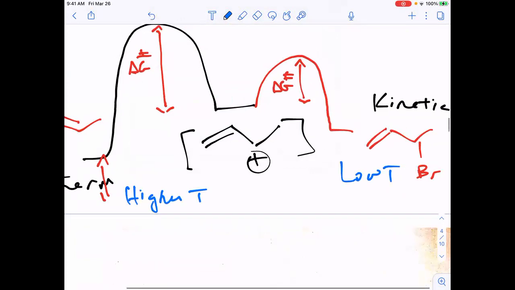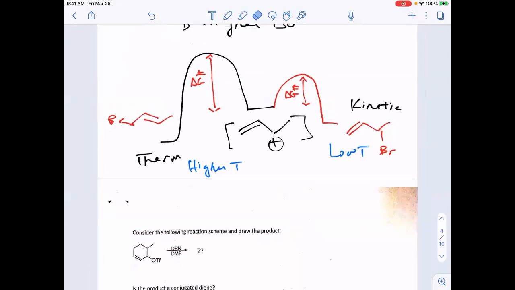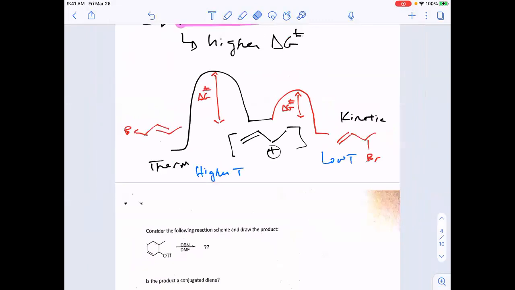So what do you think about this? So if I warm this up, let me say it this way. How can I get the kinetic product to become the thermodynamic product? By warming up the reaction. Let's talk about that.